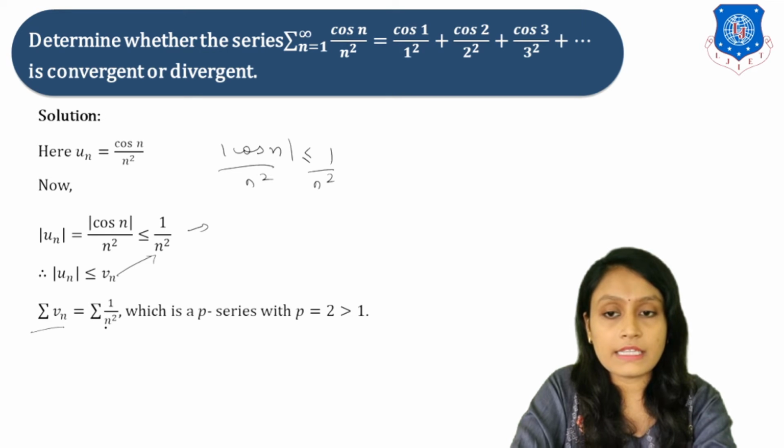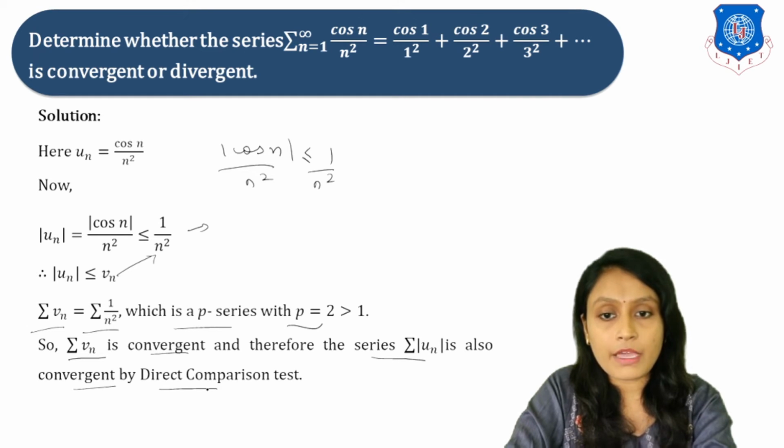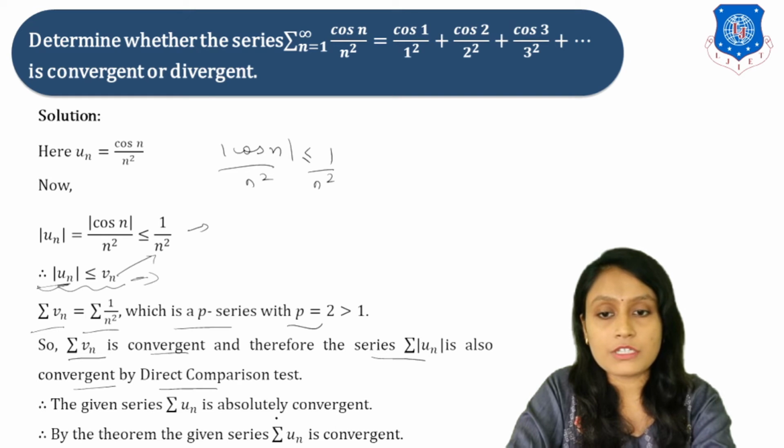Now the series vn, that is series 1 upon n square, is a p series test with p equal to 2. Therefore, we can say that the series vn is convergent by p series test. And therefore we can say that the series mod un is also convergent by direct comparison test. Why? Because here we have this condition and also this vn is convergent. Therefore, by direct comparison test this series mod un is also convergent. So we can say that the given series un is absolutely convergent.